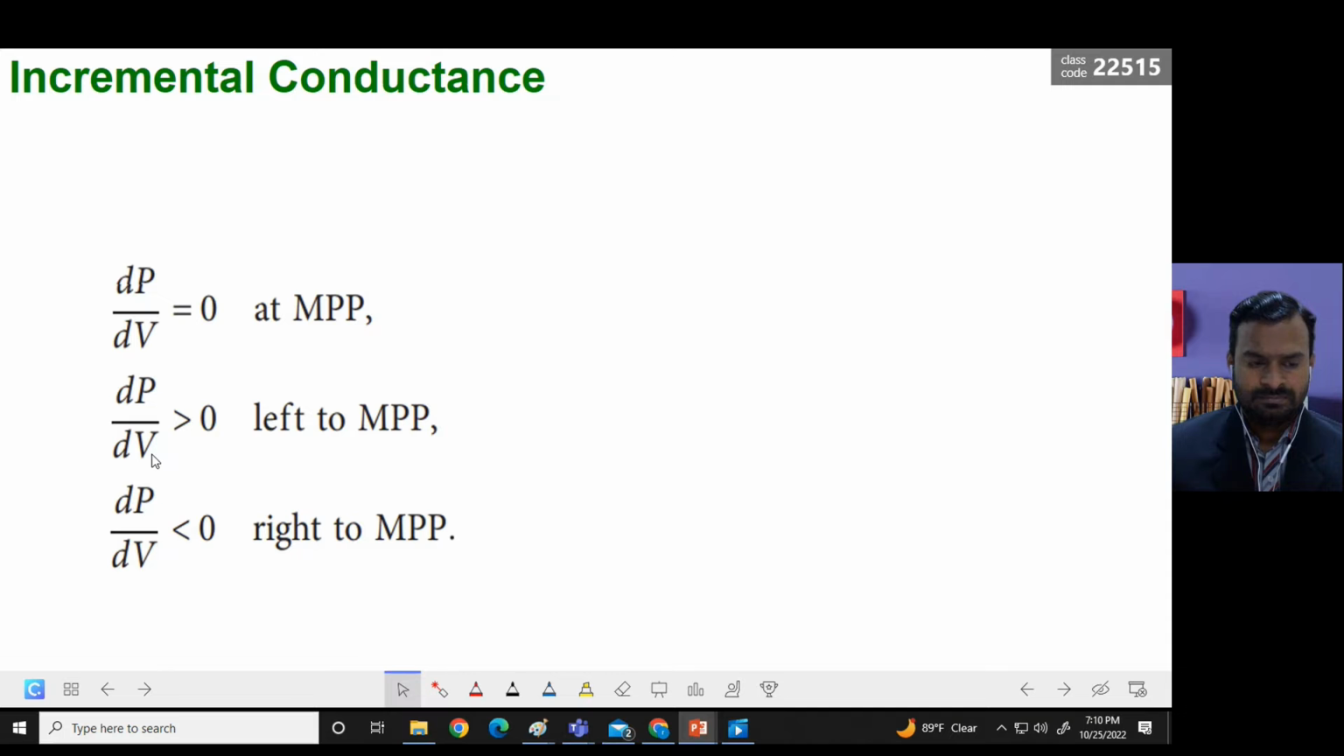If the rate of change of power with respect to voltage is greater than zero, that means P1 minus P2, or P2 minus P1, whatever it is. If the difference between the previous value and the recent value is greater, we are on the incremental side, that means the left side of your curve. And if the rate of change of power with respect to voltage is lesser than zero, you have already reached the maximum power point and are going to the other, negative side. So you have to come back to achieve the maximum power point. This is the incremental conductance method.